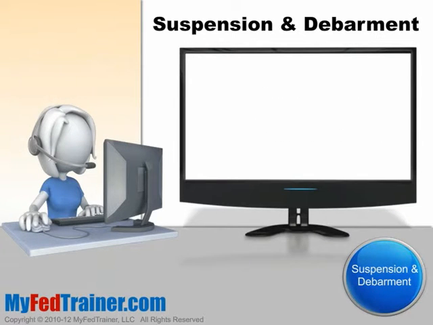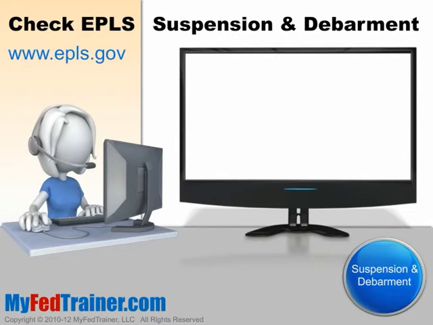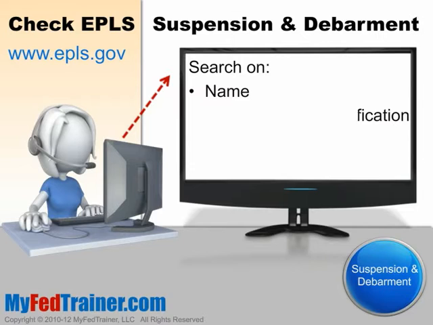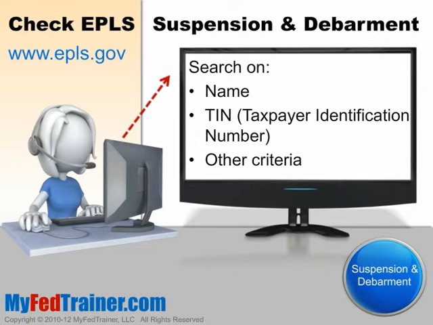To check the Excluded Parties List system, go to www.epls.gov. There you will be able to query on both simple searches and advanced searches. For example, you can search on the individual or organization name, the taxpayer identification number, also known as TIN, or other types of criteria.